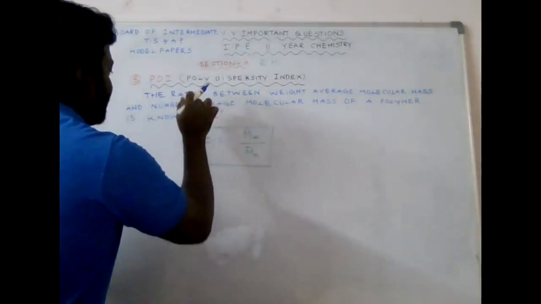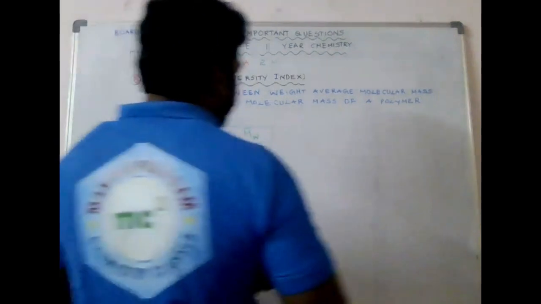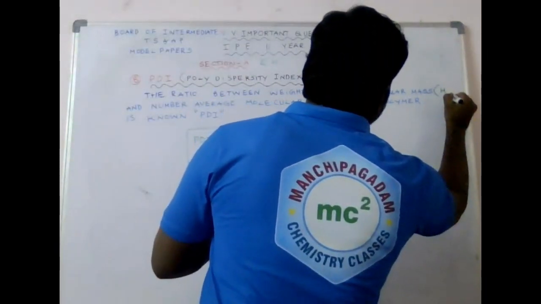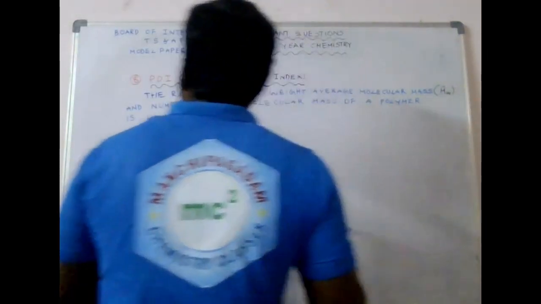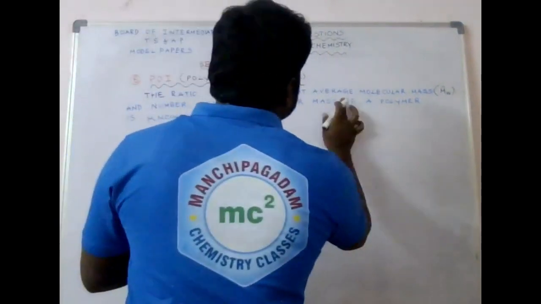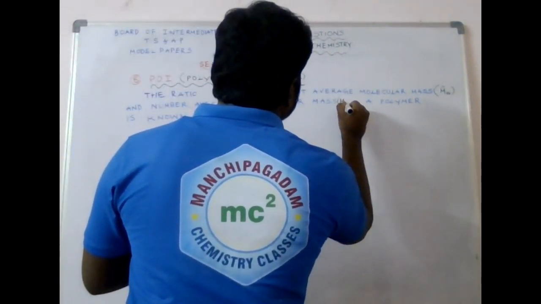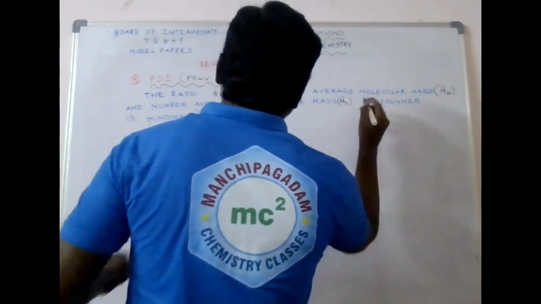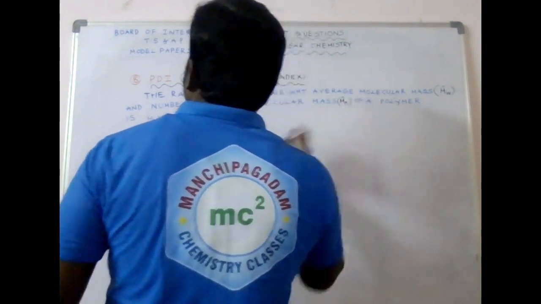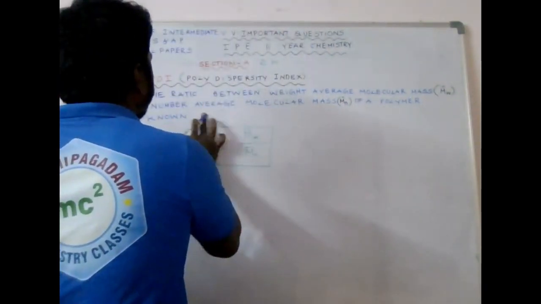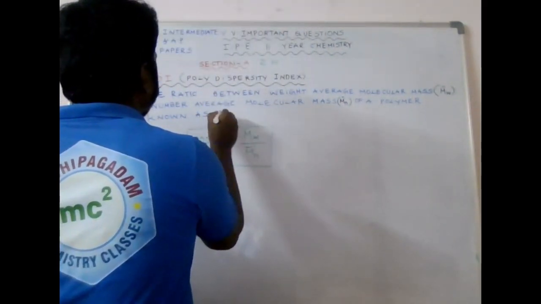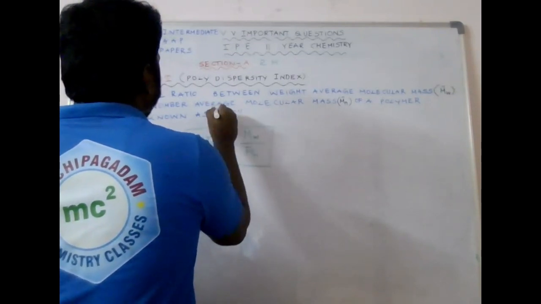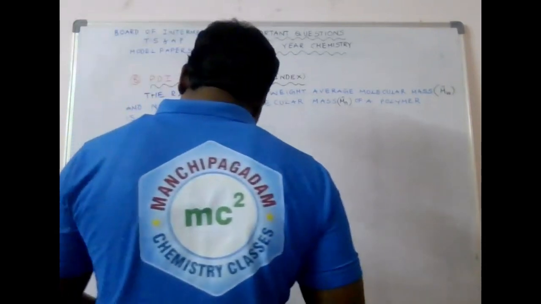The ratio, not ration, the ratio between weight average molecular mass, M W bar, and number average molecular mass, M N bar, of a polymer is known as PDI, polydispersity index. Okay, we'll go for the next question, 9th question.